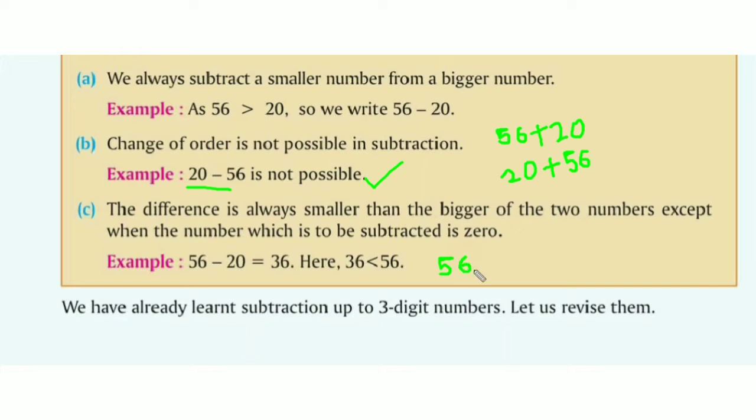Now see the example, 56 minus 20 equal to 36 and 36 is smaller than 56. That means it satisfies the condition. Now see here, 56 minus 0 equal to 56.